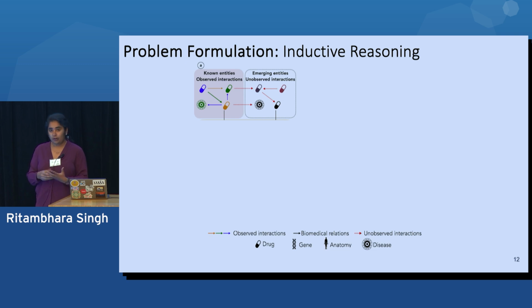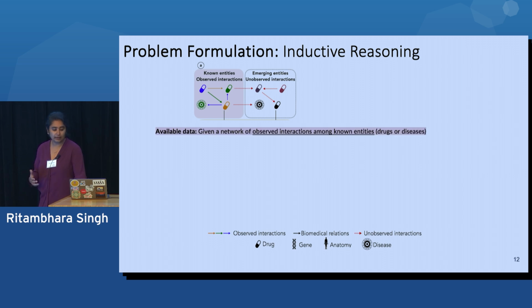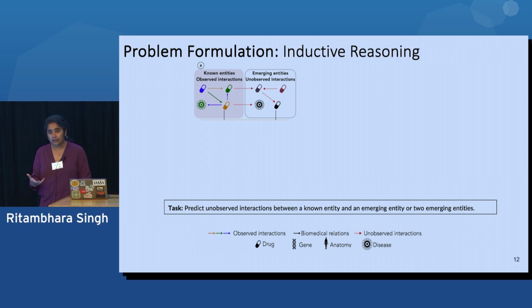So the problem formulation that we have is that of inductive reasoning. What I mean by inductive reasoning is that we have a network of observed interactions among some known entities. So this is from the database that we have. And then what we want to predict are the unobserved interactions between a known entity and an emerging entity, so an entity that we haven't seen before, or two emerging entities. So that's the inductive reasoning task.